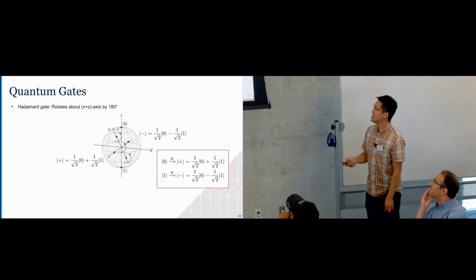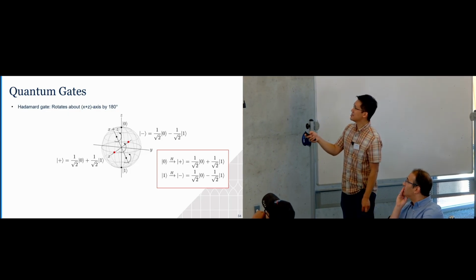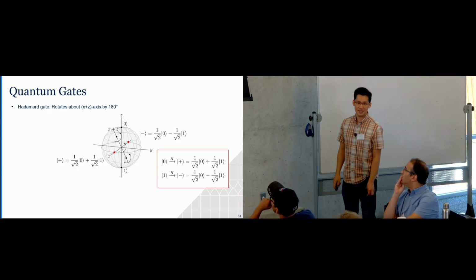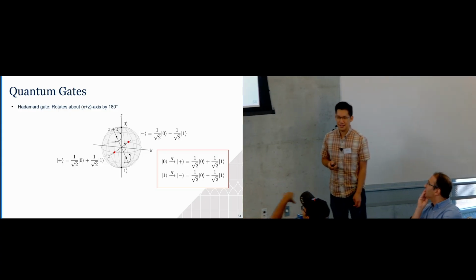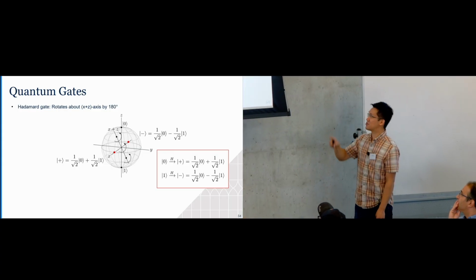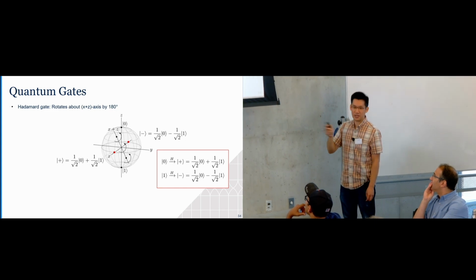So what we see is that H turns 0 into plus, and it turns 1 into minus. Okay. And actually vice versa. It will take plus back to 0 and minus back to 1.